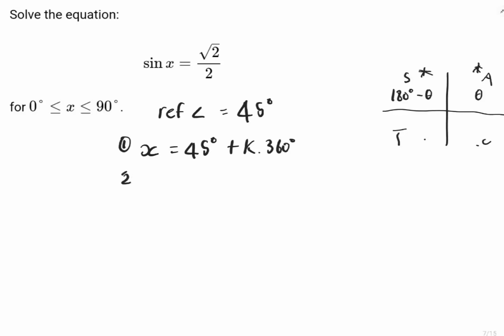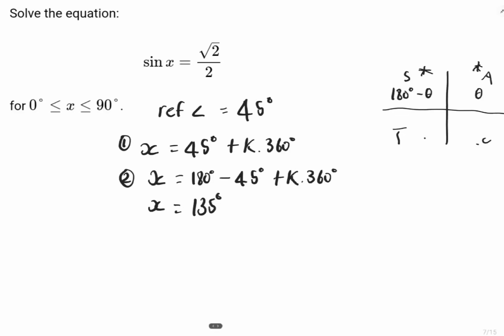Let's say that it's number one. Then the second solution, x is going to be 180 degrees minus our reference angle. What is our reference angle? It's 45 degrees, plus k times 360 degrees. So x is going to be 180 minus 45, which is 135 degrees, plus k times 360 degrees. Don't forget to say k is an element of the integers, right?